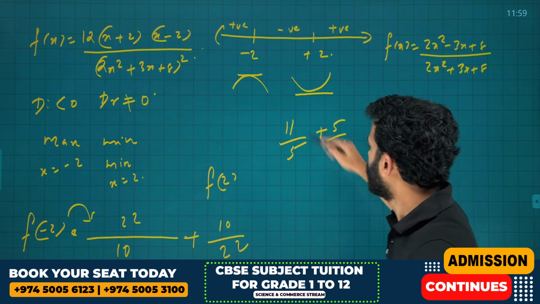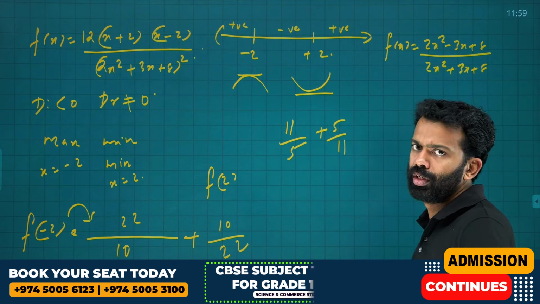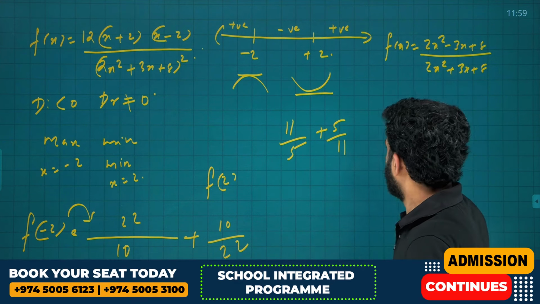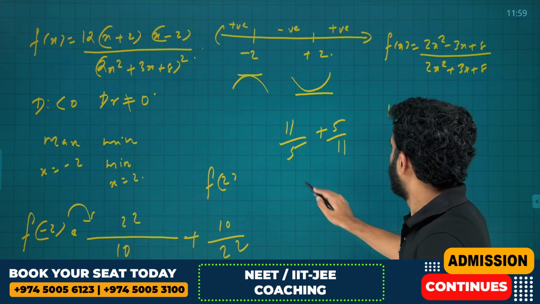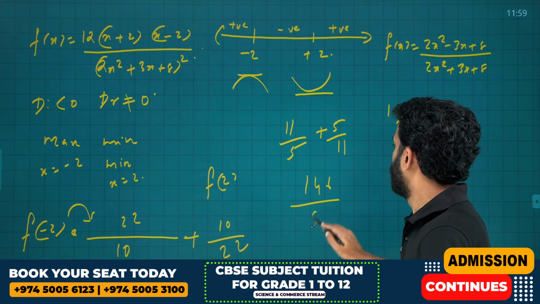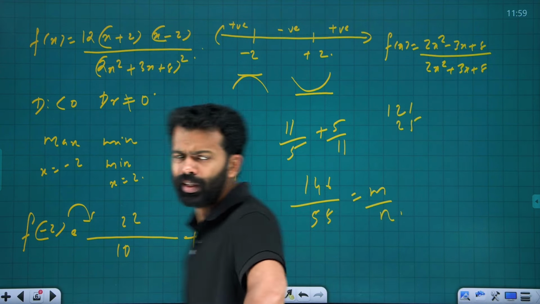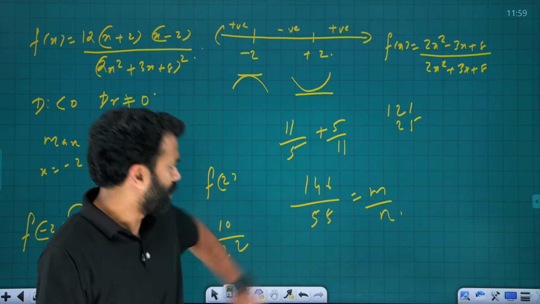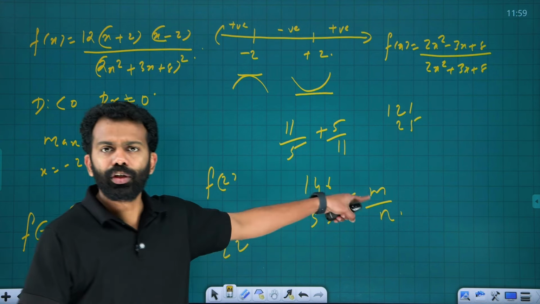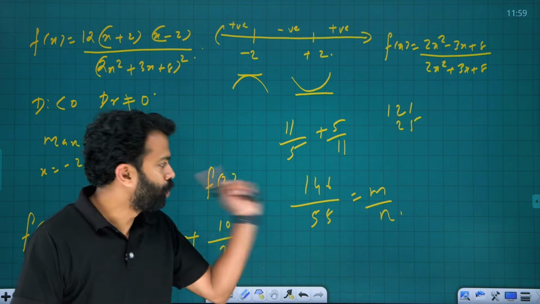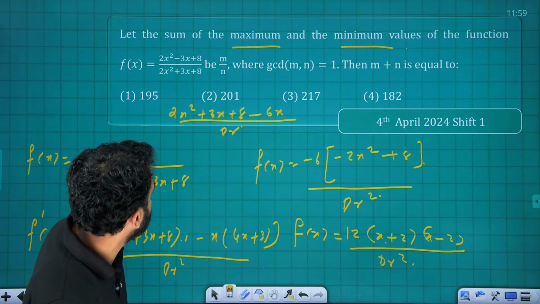5 by 11. That is 125 plus 25. What is 125 plus 25? 121 plus 25, that is 146. 146 divided by what? 55. That is equal to m by n. That is the maximum and minimum values. I think there is no common factor among them. Okay, therefore we need to add it. You need to find the value of m plus n, right? So what is the value of m plus n? That is 201.